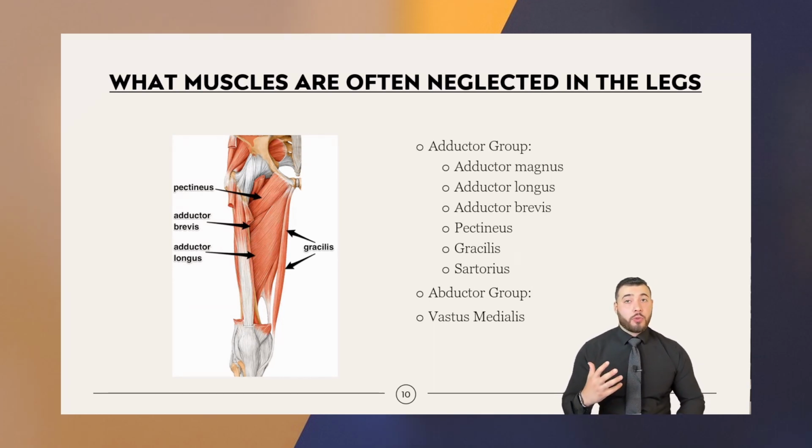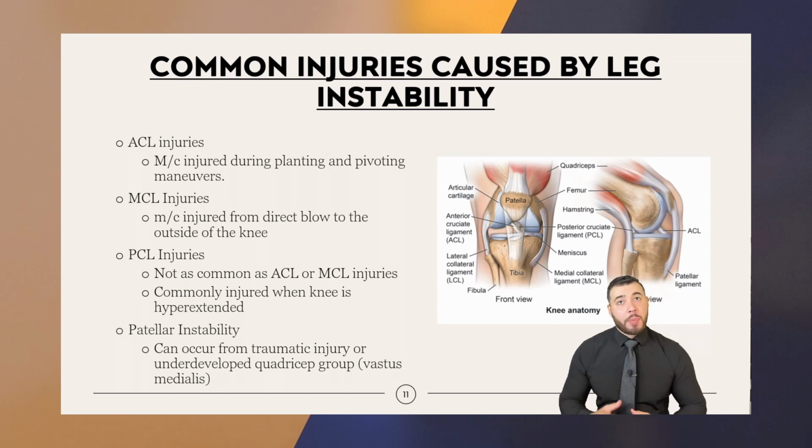These are responsible for a lot of hip stability, and if they are neglected, they can cause a lot of knee issues, hip issues, and in the end, low back pain. So now, what are the common injuries caused by leg instability?